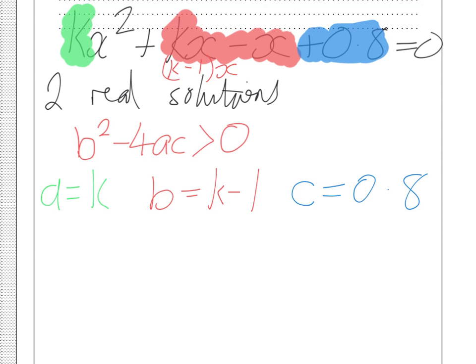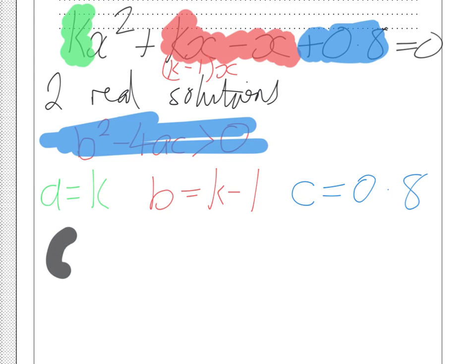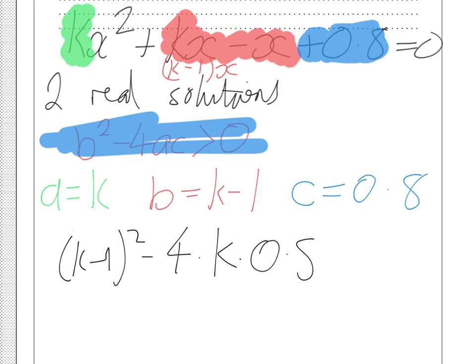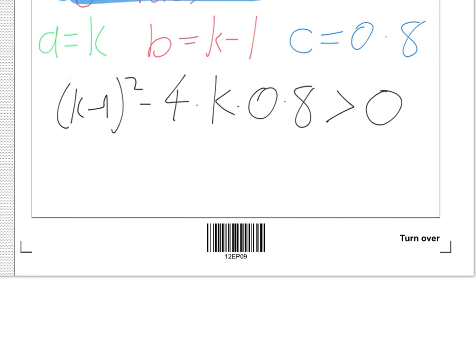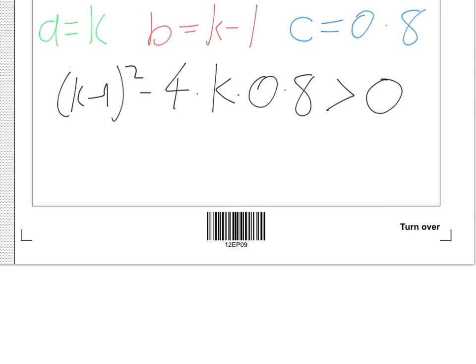So we're going to substitute those into this inequality, and we're going to get b squared, so that's k minus 1 squared, minus 4 times k times 0.8, which has to be greater than 0. That's the inequality we're solving. This bit here, 4 times 0.8 is 3.2, so that becomes minus 3.2k.